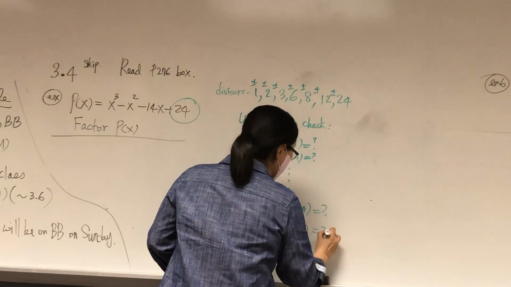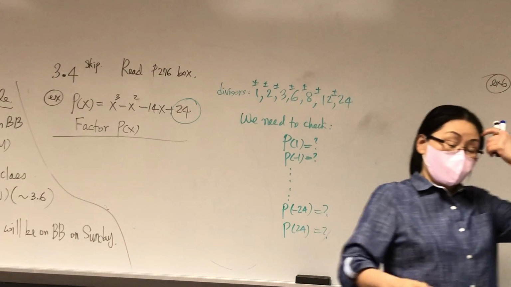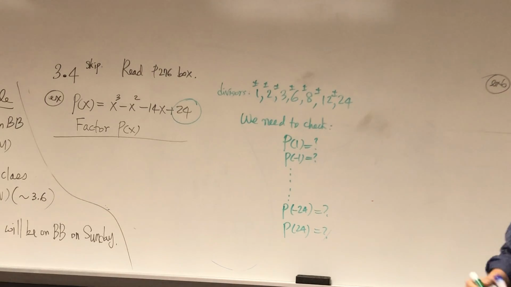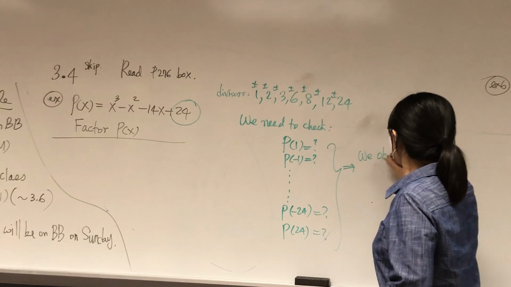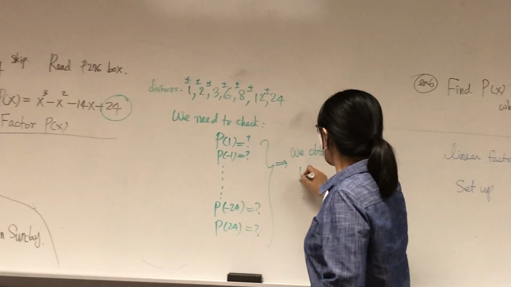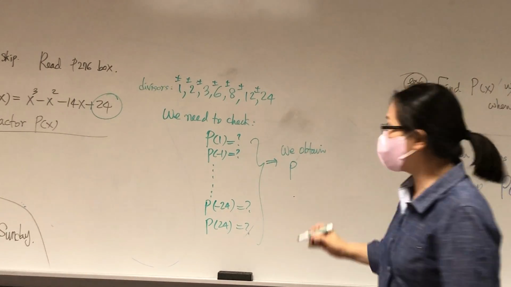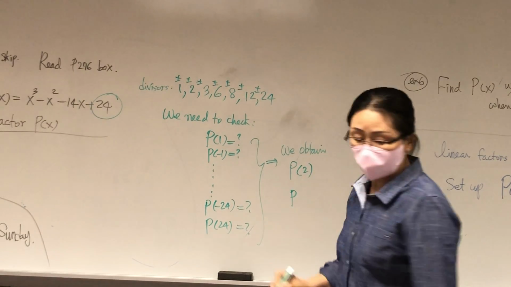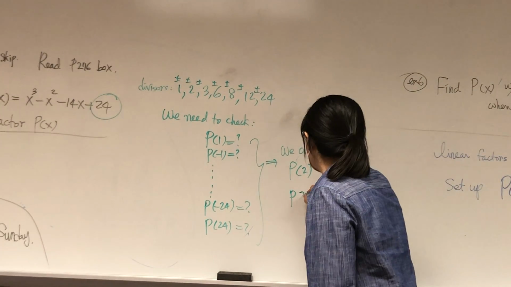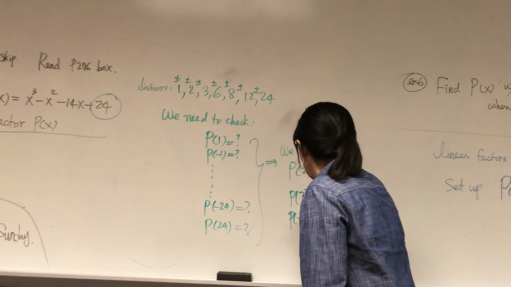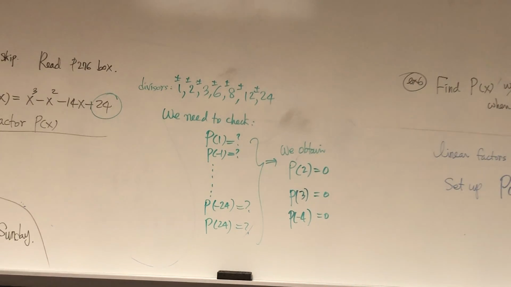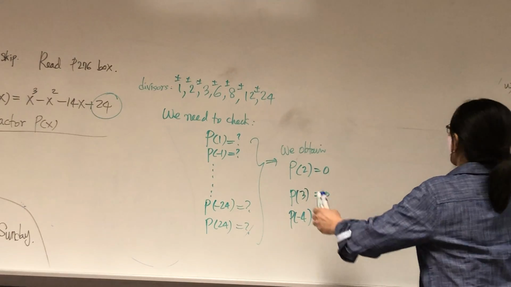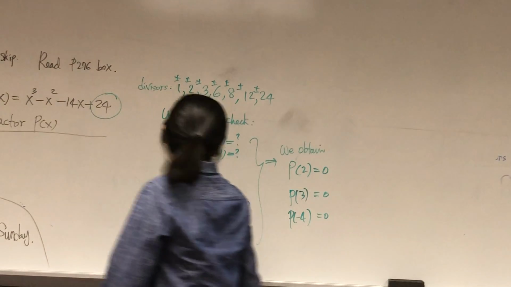And if you check everything, what is the result? From here, we obtain that P of 2, P of 3, and P of negative 4 are the only ones equal to 0. The other ones will not be, just like a random example.